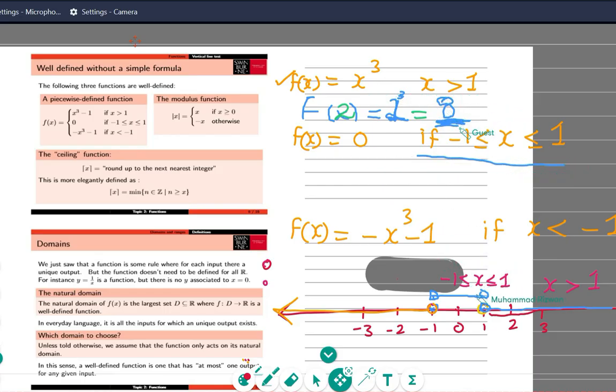Now put any value from minus 1 to 1 and check whether you are getting a single output or not. Which x value? You cannot put 5, since its domain is minus 1 to 1. You can put any value from minus 1 to 1.